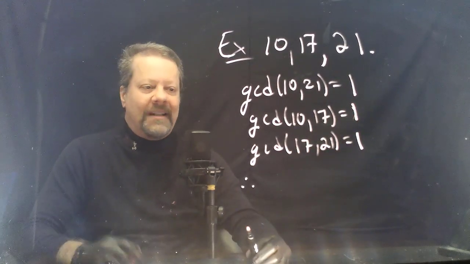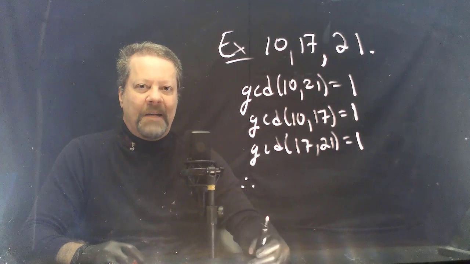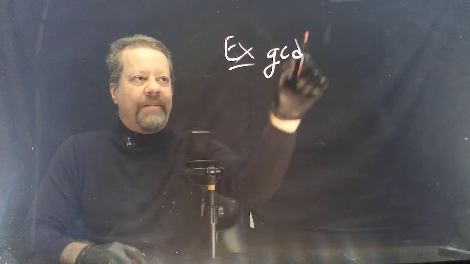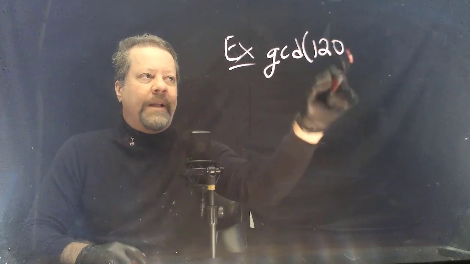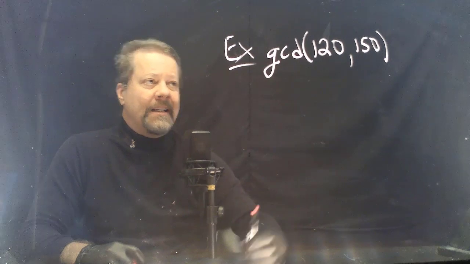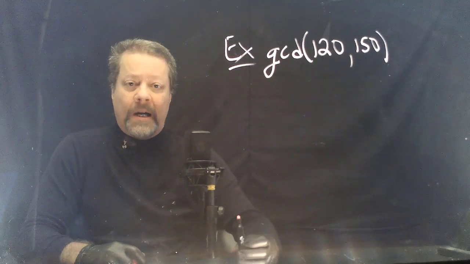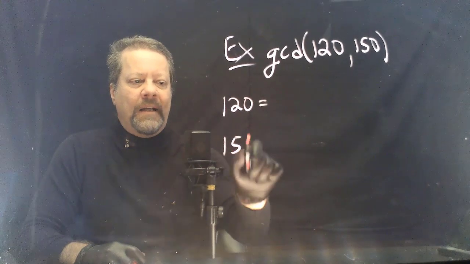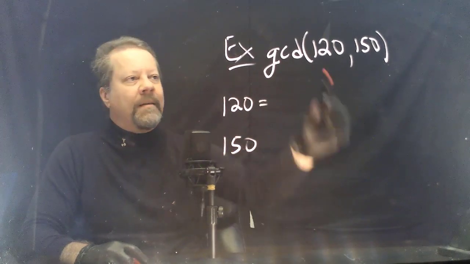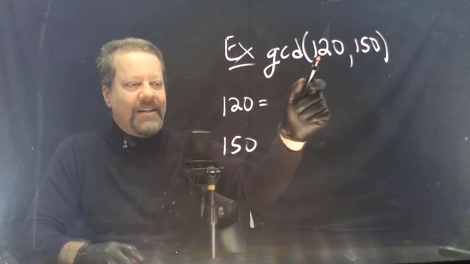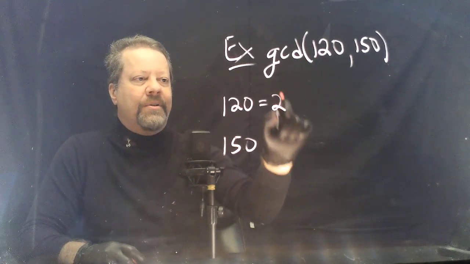And so the list is pairwise relatively prime. Suppose we're trying to find the greatest common divisor of 120 and 150. The way to begin is looking at the prime decompositions of 120 and 150. 2 goes into here, but so does 4. But even 8 goes into here, so at least 2 cubed.